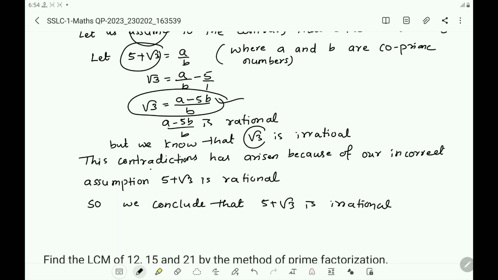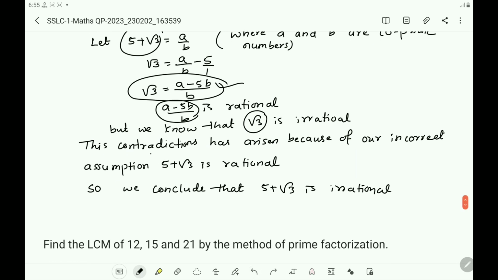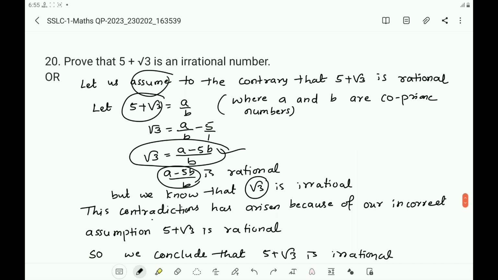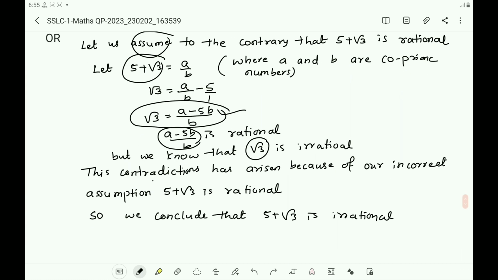Here we know that root 3 is irrational, but in the RHS you got (A minus 5B) by B, which is rational. So this is a contradiction. This contradiction has arisen because of our incorrect assumption that 5 plus root 3 is rational. So we conclude here that 5 plus root 3 is irrational. In this way we can prove that 5 plus root 3 is irrational by the contradiction method.